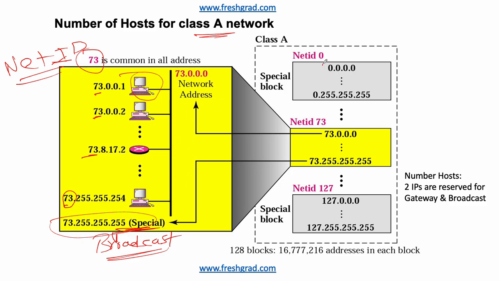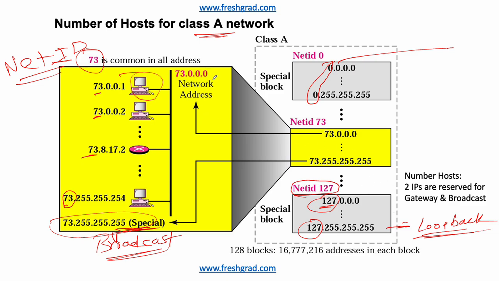This is a special block, right? You remember 0. We cannot assign it to 0. So that's why this is a special block. And network ID here, 127. This one is again a special block, right? In many operating systems, you use it as a loopback IP address. That's why you cannot assign this one. What is a loopback IP? You will learn it later. Okay, don't worry about that right now.